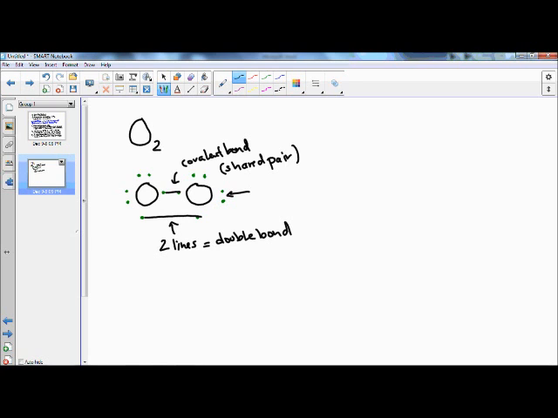Okay, remember this is called a lone pair. It's not part of a bond. So this is oxygen. O2 is actually the 2 oxygen atoms double bonded together.